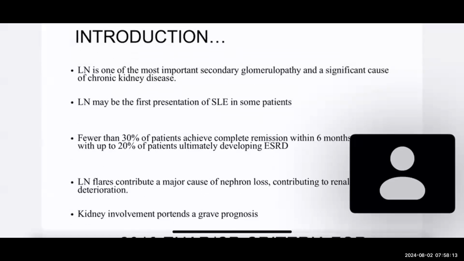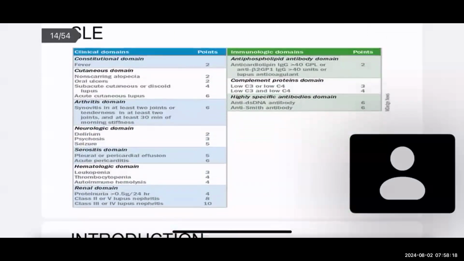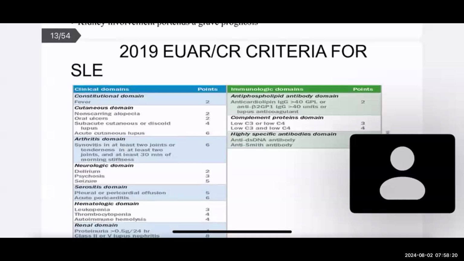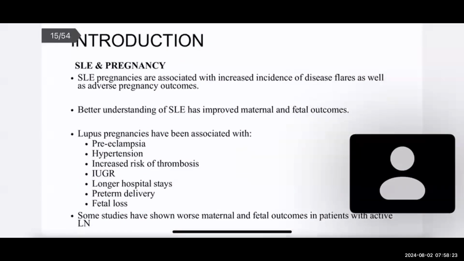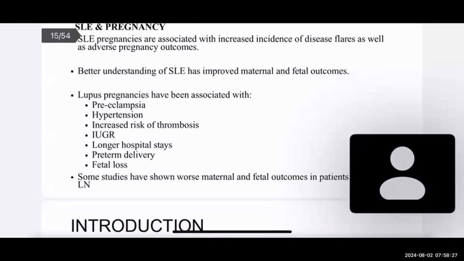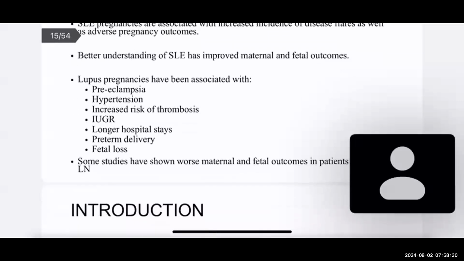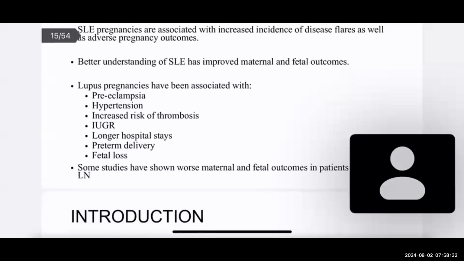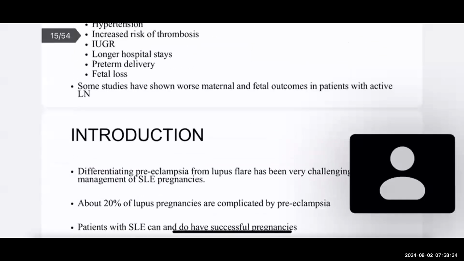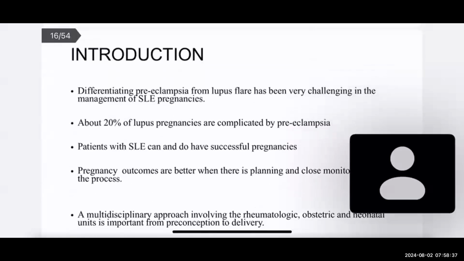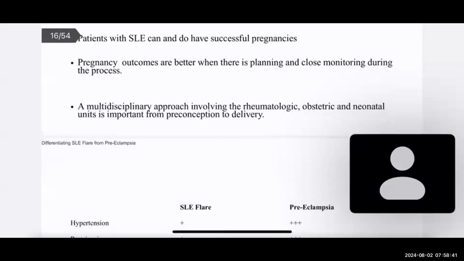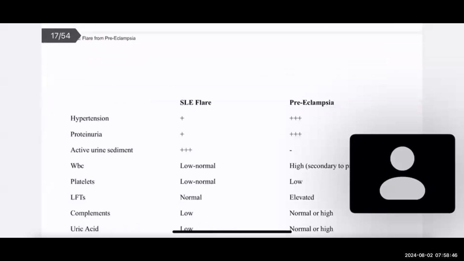So lupus nephritis may be the first presentation in patients who have SLE. This is just a table reminding us of the criteria for SLE. When we come to SLE and pregnancy, SLE pregnancies are associated with increased incidence of disease flare as well as adverse pregnancy outcomes. It's important to look out for complications that we had mentioned earlier. About 20% of lupus pregnancies are complicated by preeclampsia, and a multidisciplinary approach is important when it comes to managing them from preconception to the delivery.